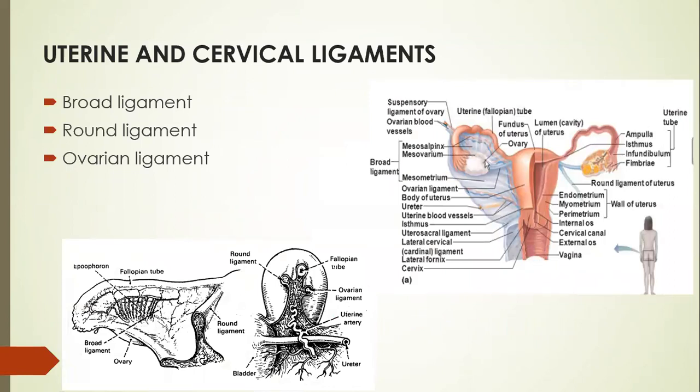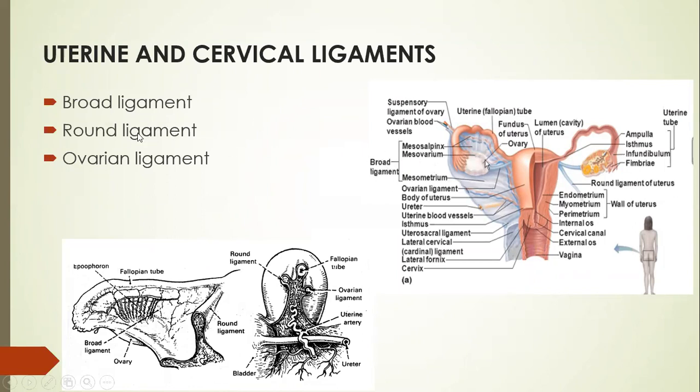Coming to the ligaments, there are uterine as well as cervical ligaments, which will give stability to the uterus as well as the cervix. One is the broad ligament. As we have seen, the peritoneal fold is called the broad ligament, which is present here. Here you can see the mesoovarium, mesosalpinx, and this is the mesometrium. Now this all together is called the broad ligament.